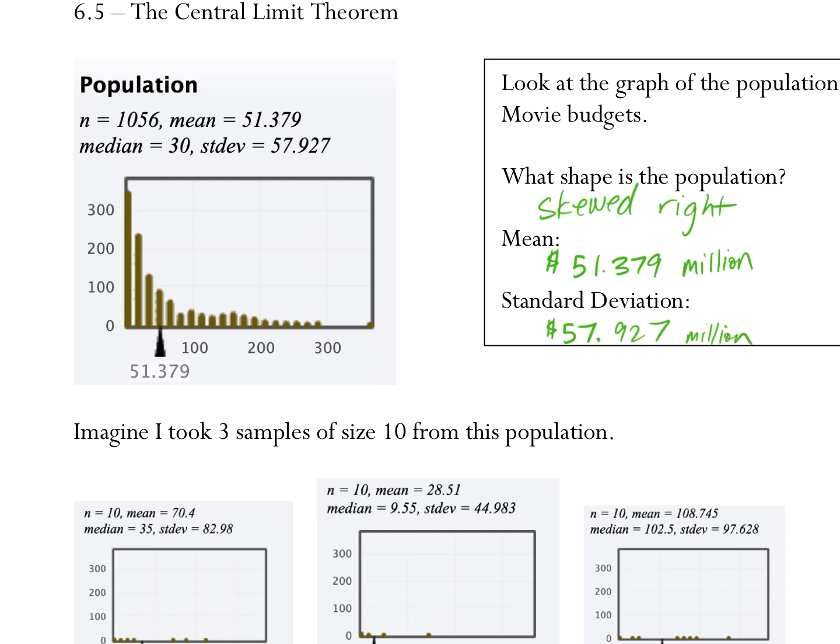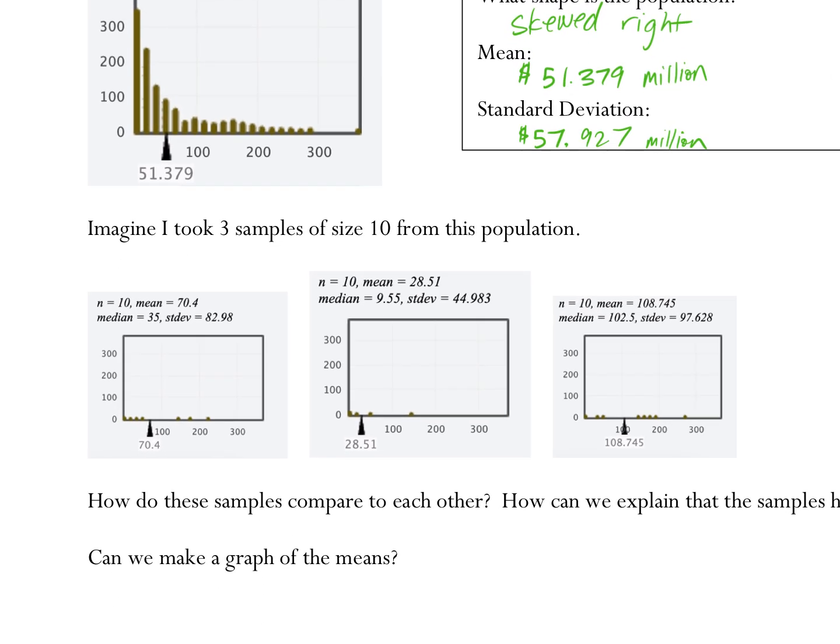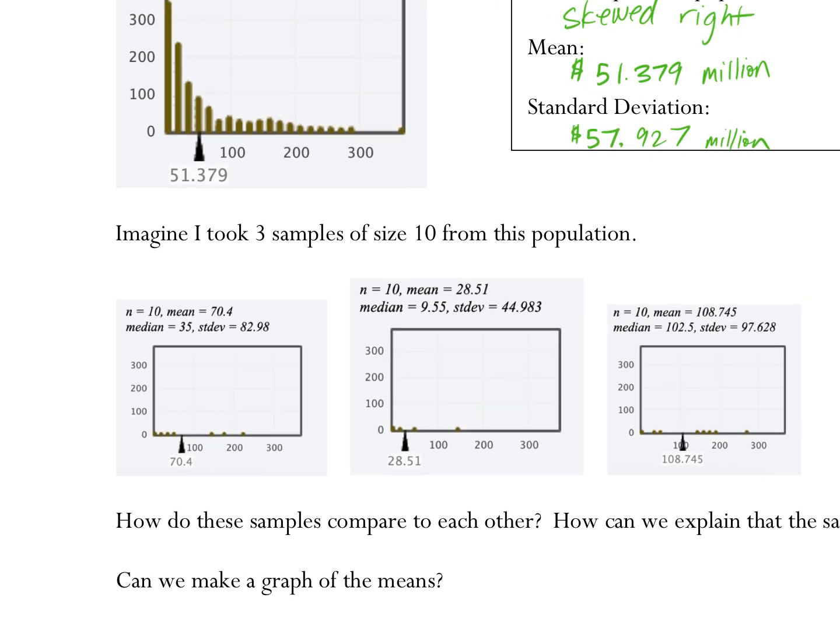Everybody good so far? Now, this comes from a sampling program that I have. So what I did is I took 3 different samples. Each of these are a sample size of 10. Is everybody seeing it? Okay. And these marks right here are my different sample means. Okay? So this is just taking 3 samples with 3 different sample means.